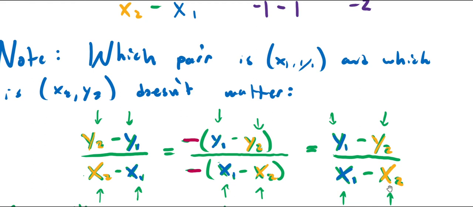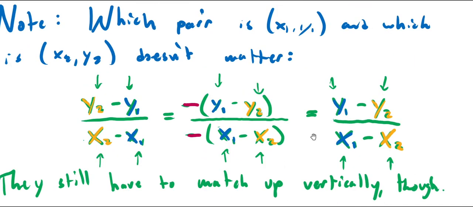So even though it mattered what order we subtracted them in for individual x's or y's, when we look at the pairs of points, it actually doesn't matter. Isn't that curious? Now they still have to match up vertically. Notice the colors are still matching vertically. And I've made the colors match the subscripts so that you know which point they came from.